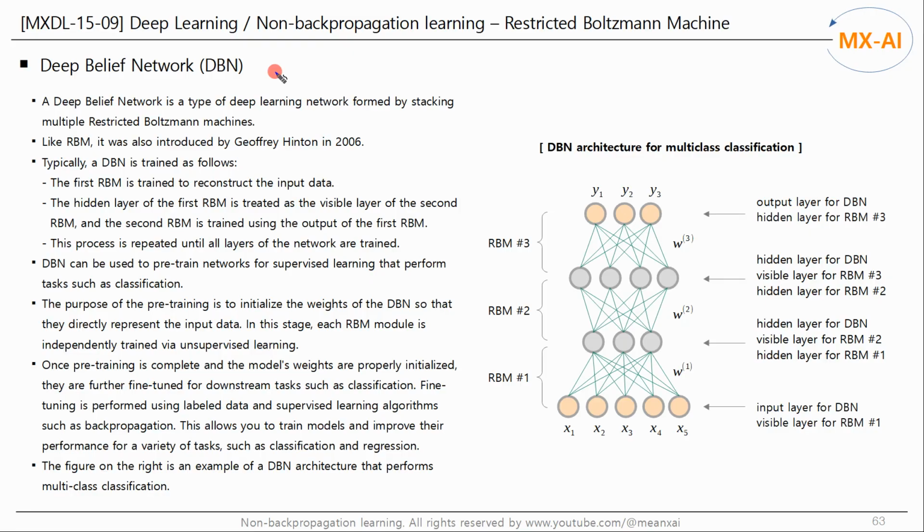Next, let's take a brief look at the deep belief network, DBN. A deep belief network is a type of deep learning network formed by stacking multiple restricted Boltzmann machines. Like RBM, it was also introduced by Geoffrey Hinton in 2006. In terms of network structure, a DBN is identical to a multilayer perceptron, MLP.